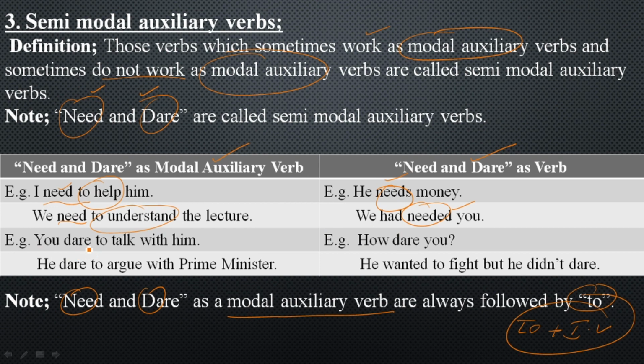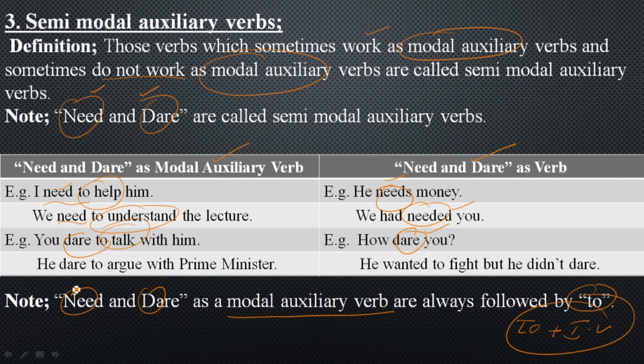And the second one is dare. You dare to talk with him. You have that encouragement to talk with him. You have that energy to talk with him. Dare is followed by to plus first form, talk, to talk with him. And how you are going to use it only as a verb, this should be in your mind. How dare you? Here it is used as only verb.